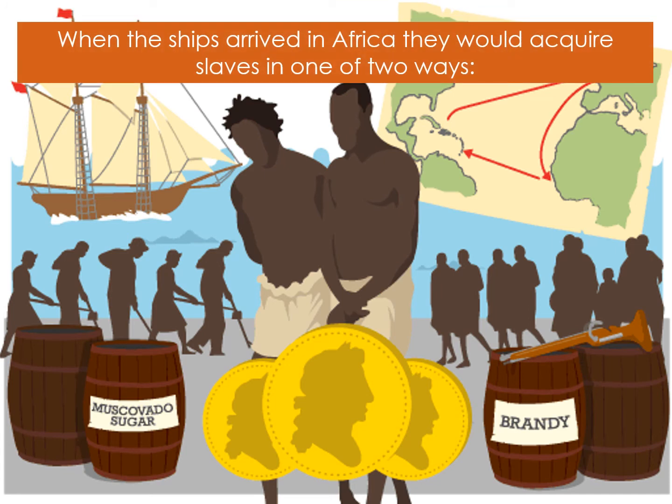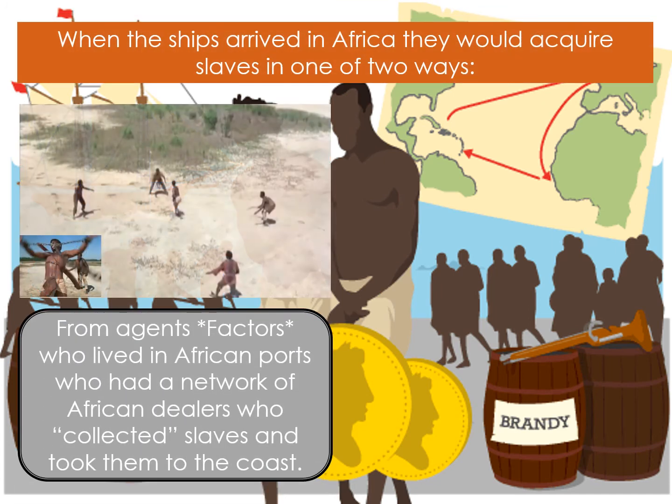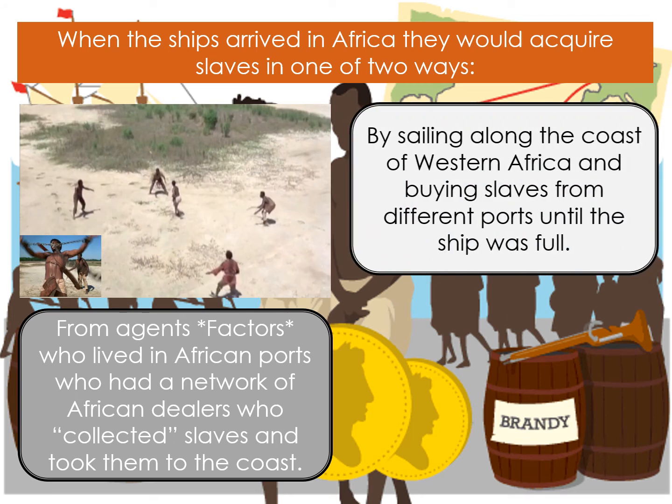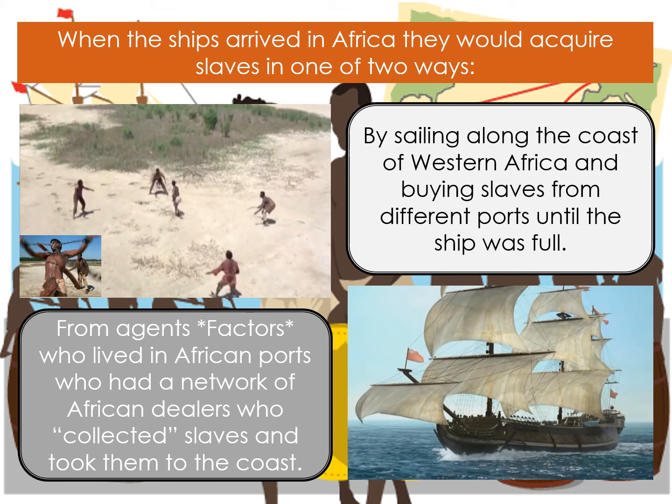When the ships arrived in Africa, they get the slaves in one of two ways. Either they go to agents who were called factors. These are people who lived at the African ports, who basically acted like dealers of African slaves. They would have a network of people who could collect the slaves and then sell them on. And the other option was going from coast to coast area across Western Africa and just buying as many slaves as they could from different places.